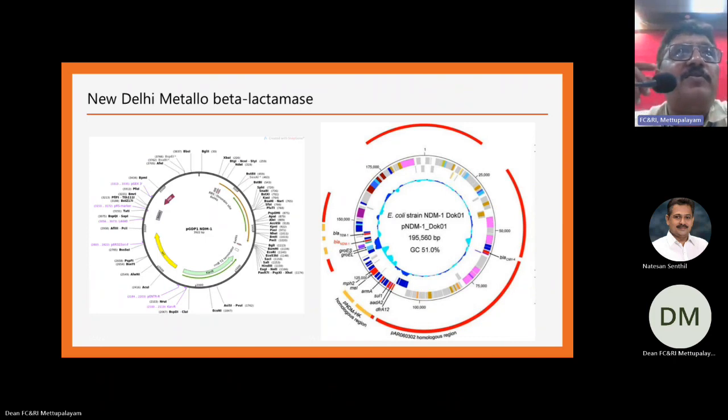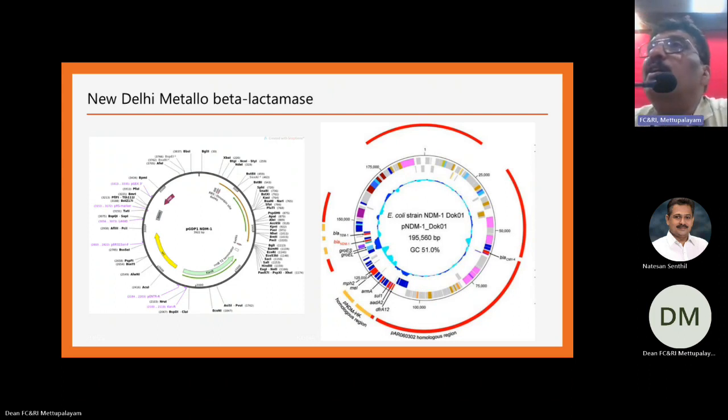NDM1 was first discovered in a Swedish national from New Delhi. That's why it's called New Delhi metallo-beta lactamase, NDM1. This was initially discovered in a person who had pneumonia from Klebsiella pneumoniae. We found that none of the drugs like meropenem and imipenem, very potent drugs for treating, were working. They finally found out that it's actually a particular gene that was producing the lactamase, and that's making the drug ineffective.